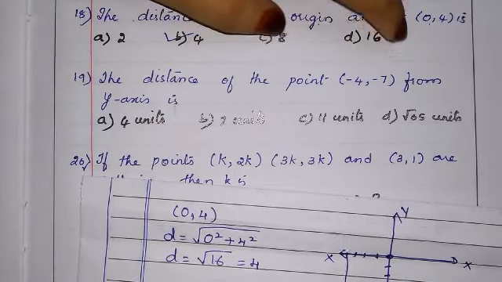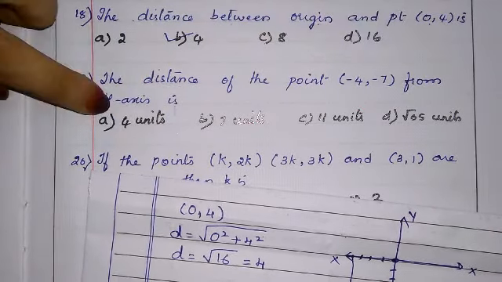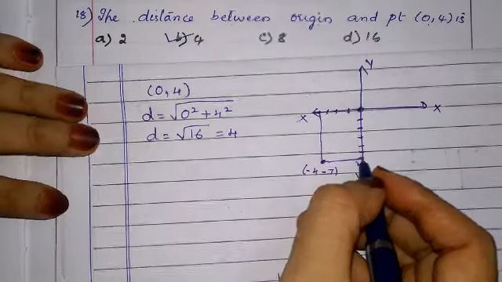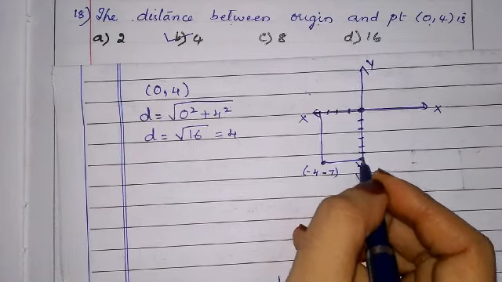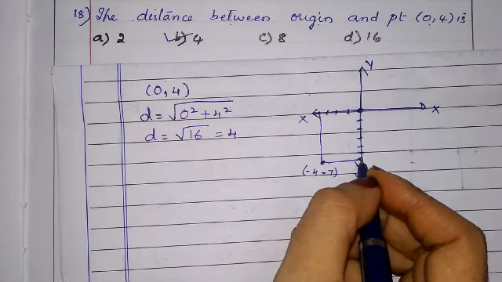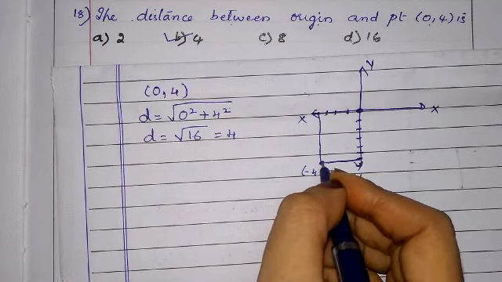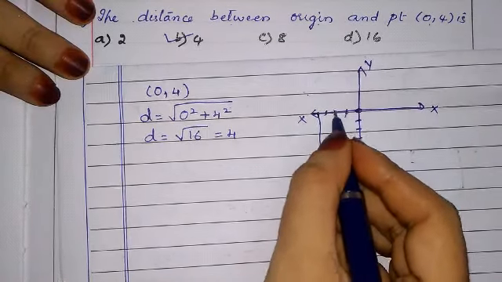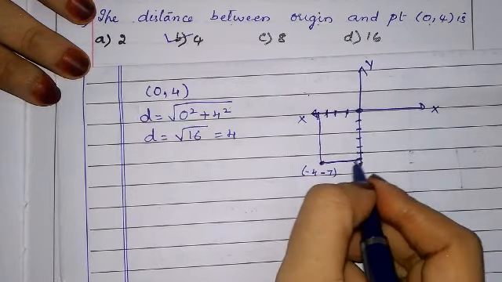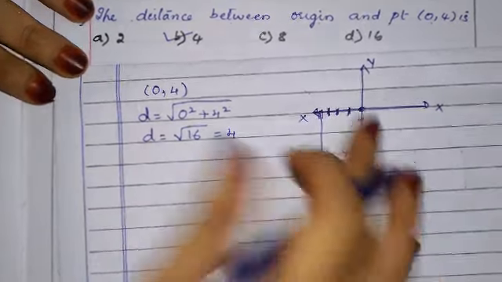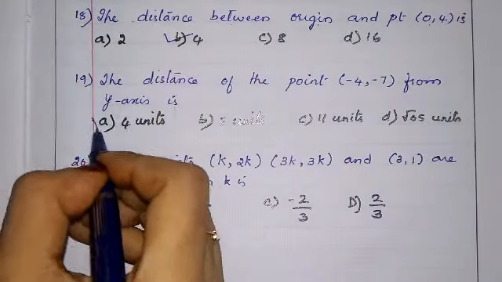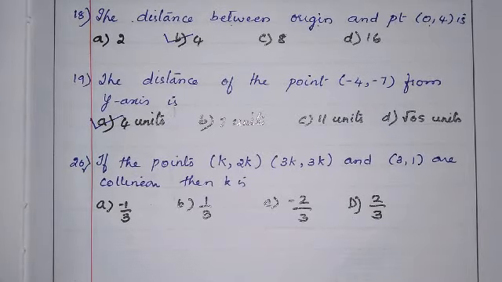What they are asking is the distance of the point (-4, -7) from y-axis. This is the y-axis. The distance from y-axis of (-4, -7) is how many units? This distance from y-axis: 1, 2, 3, 4. 4 units. Answer is 4 units. A, 4 units, is the correct answer.